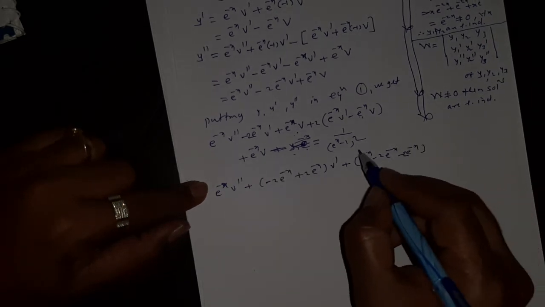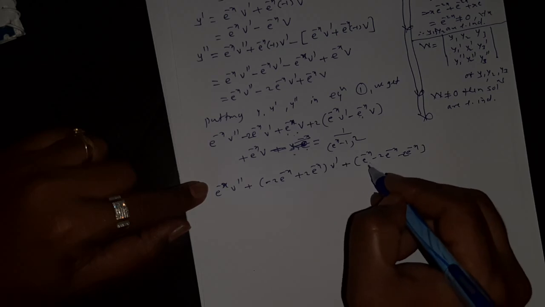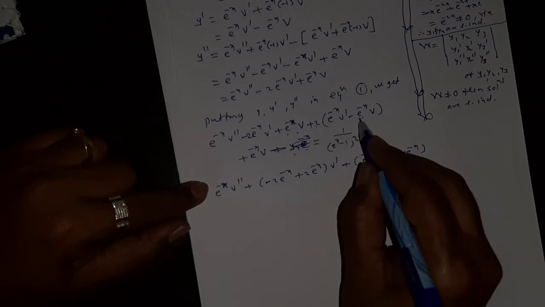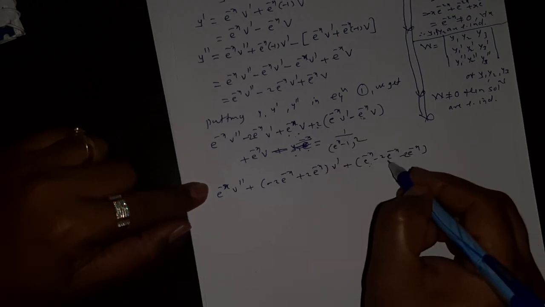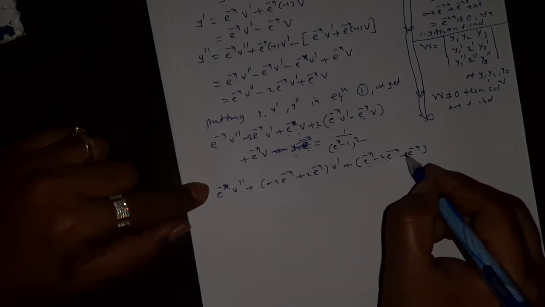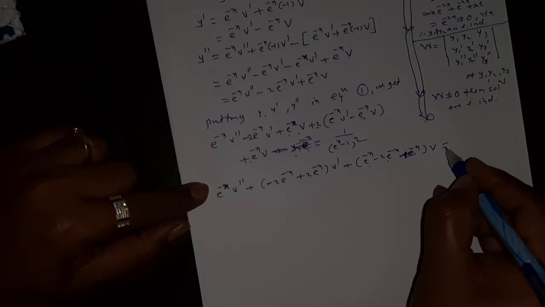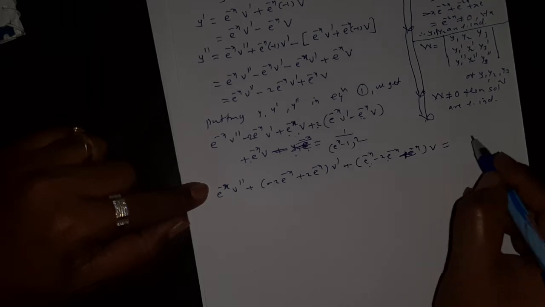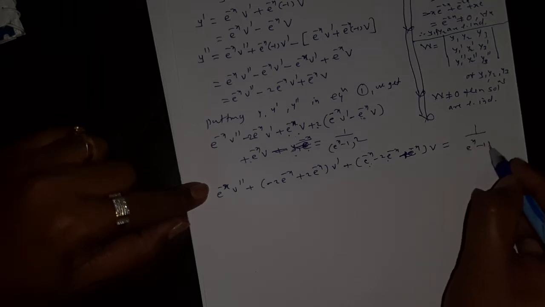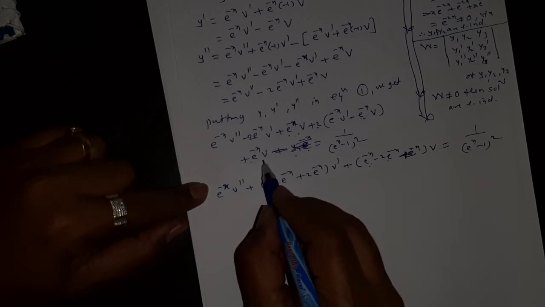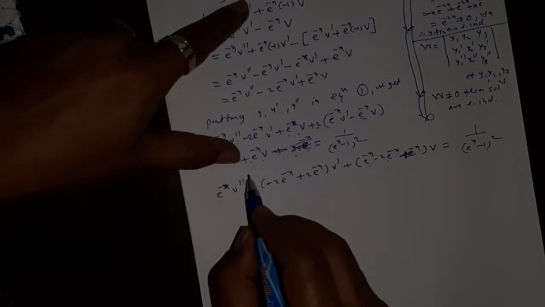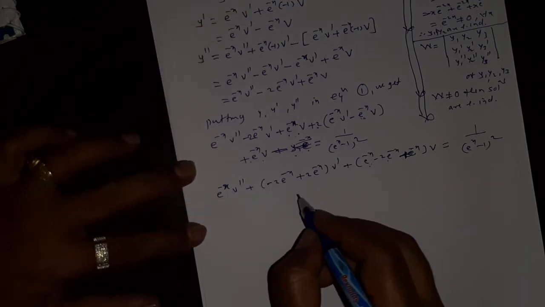So the coefficient of v are what? E raised to minus x minus 2 times e raised to minus x plus e raised to minus x. V is equal to 1 by e raised to x minus 1 bracket square. Here write y as e raised to minus x v.